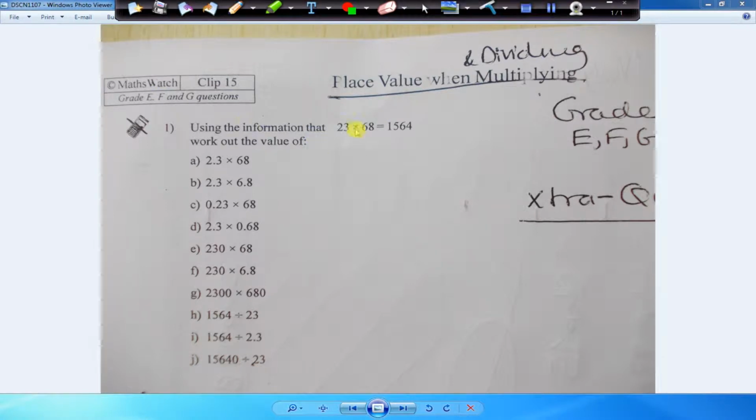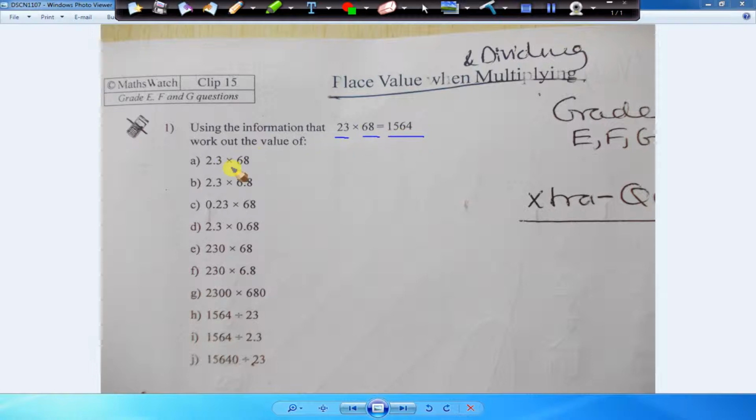Right, use the information that 23 times by 68 is 1564. Work out the value of these particular questions without using a calculator. So let's have a look at those questions. Here we go. So 23 times by 68 is 1564.